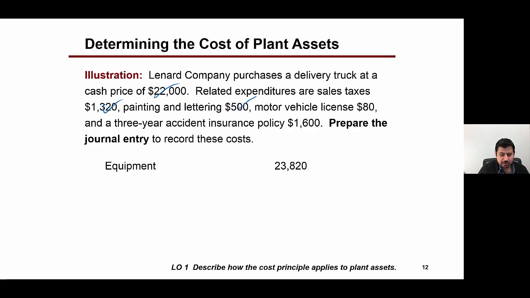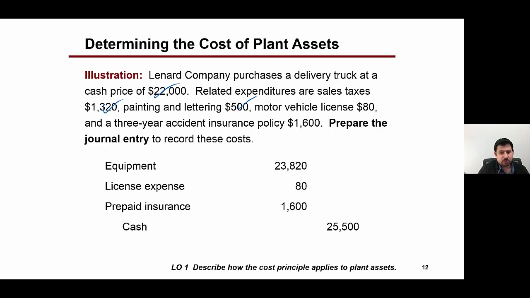this one, the company also has a motor vehicle license and 3-year accident insurance policy. So the company will debit license expense 80, will also debit prepaid insurance 1600. At that point, we're assuming that all the payments were made in cash, so the company will credit cash the total amount of 25,500.